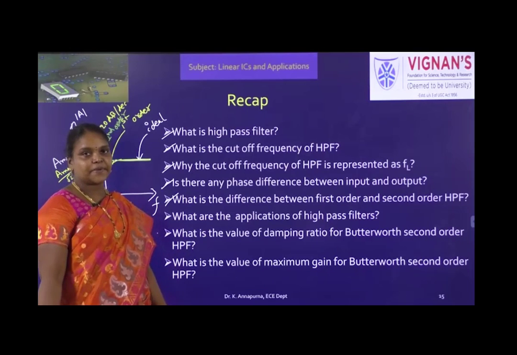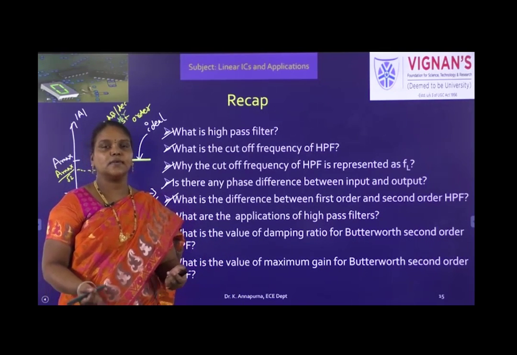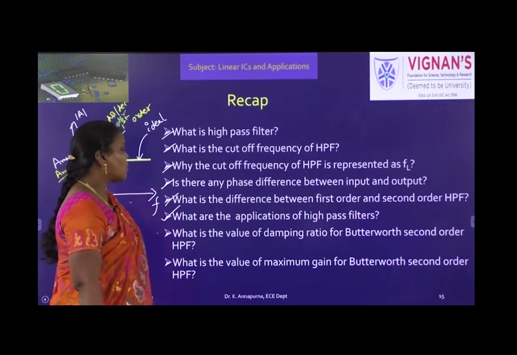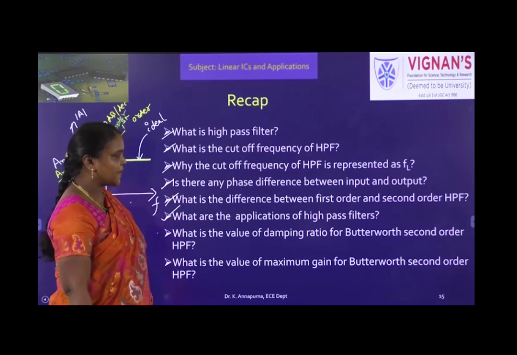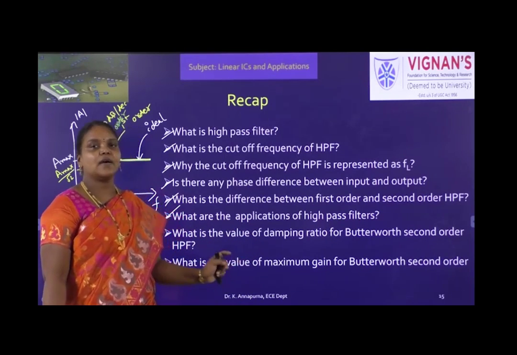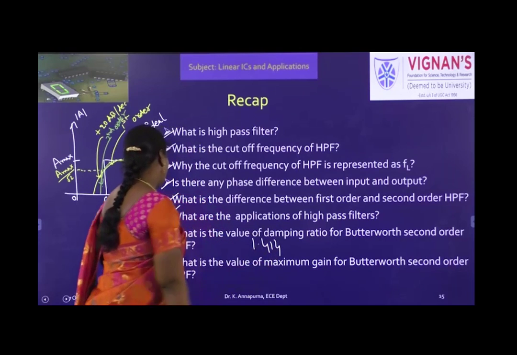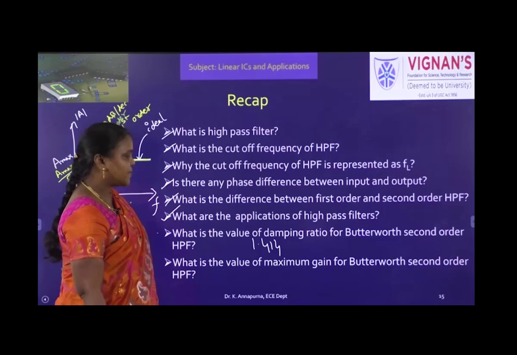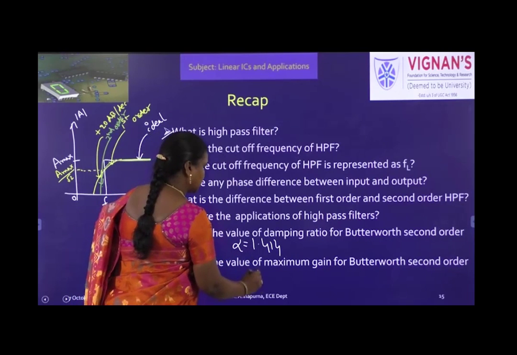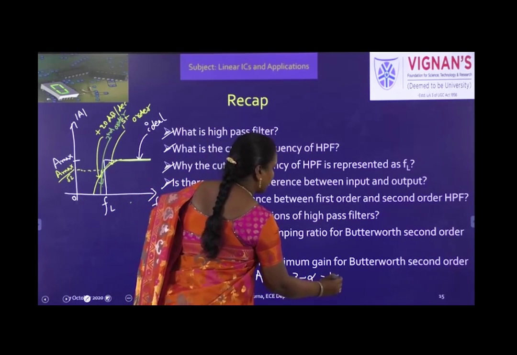What are the applications of high pass filters? High pass filters are used in RF circuits, audio amplifiers, image processing and equalizers. These are a few of the applications of high pass filter. What is the value of damping ratio for Butterworth second order high pass? Damping factor or damping ratio, all are the same, it is alpha, and for Butterworth filter it is 1.414. What is the value of maximum gain for Butterworth second order high pass filter? The relation between alpha and A max is A max equal to 3 minus alpha. So it is 1.586.